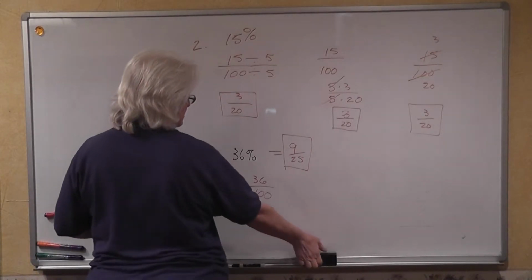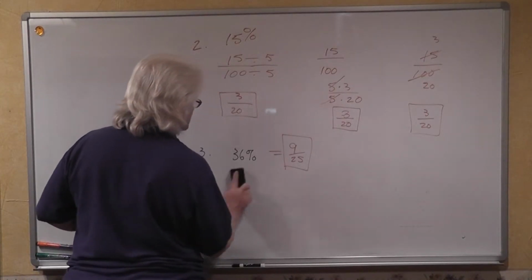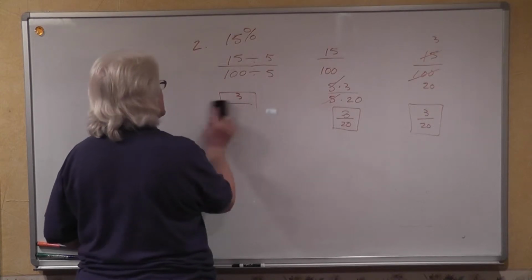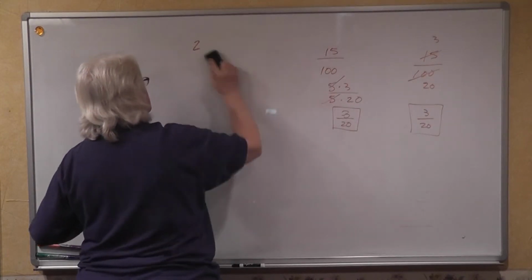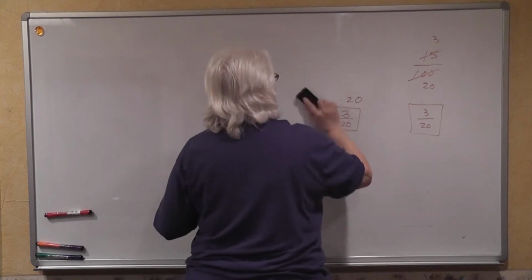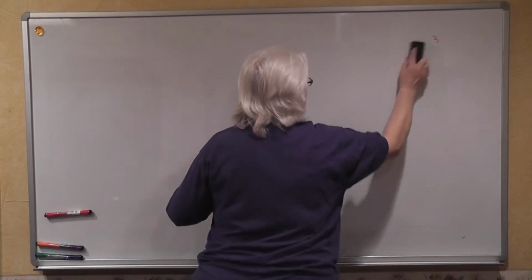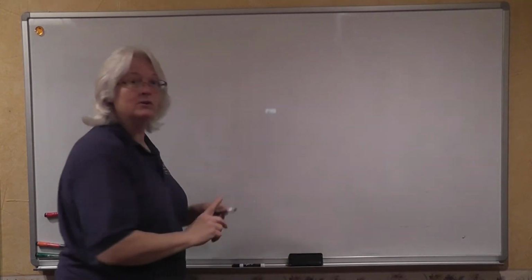70%. Matter of fact, while I erase this board, 70% is 70 over 100. You can divide both the numerator and the denominator by 10, so you have reduced to lowest terms 7/10 as the fraction. Now we have, write each of these as a percent.